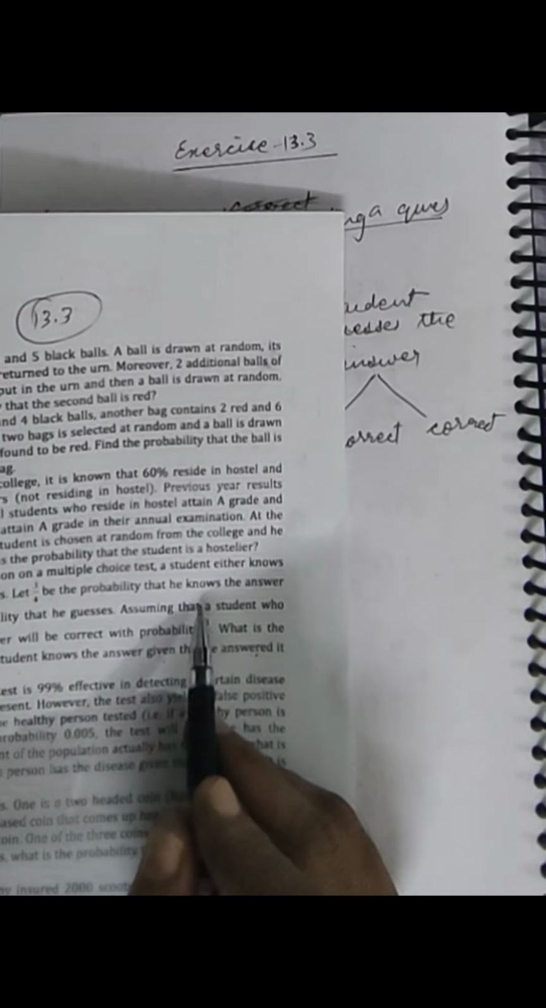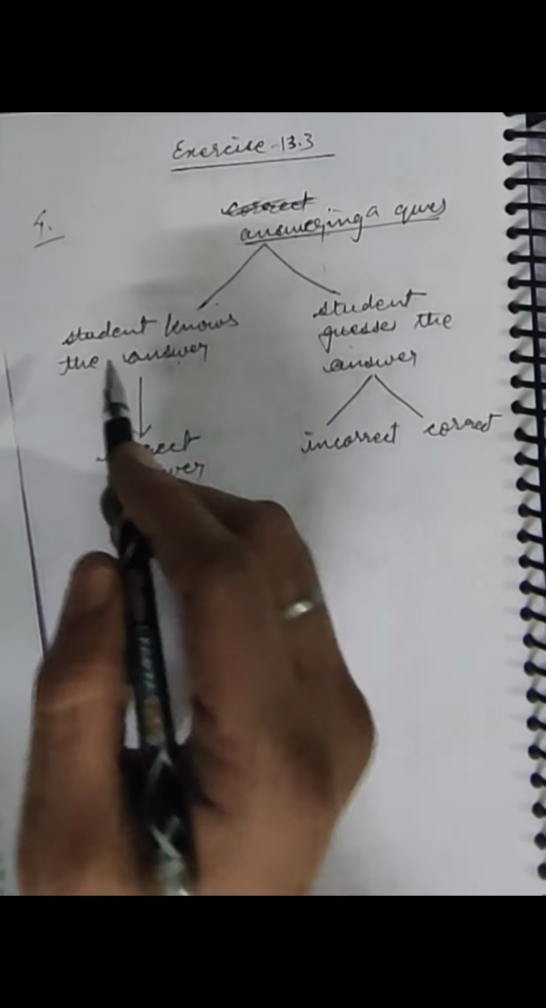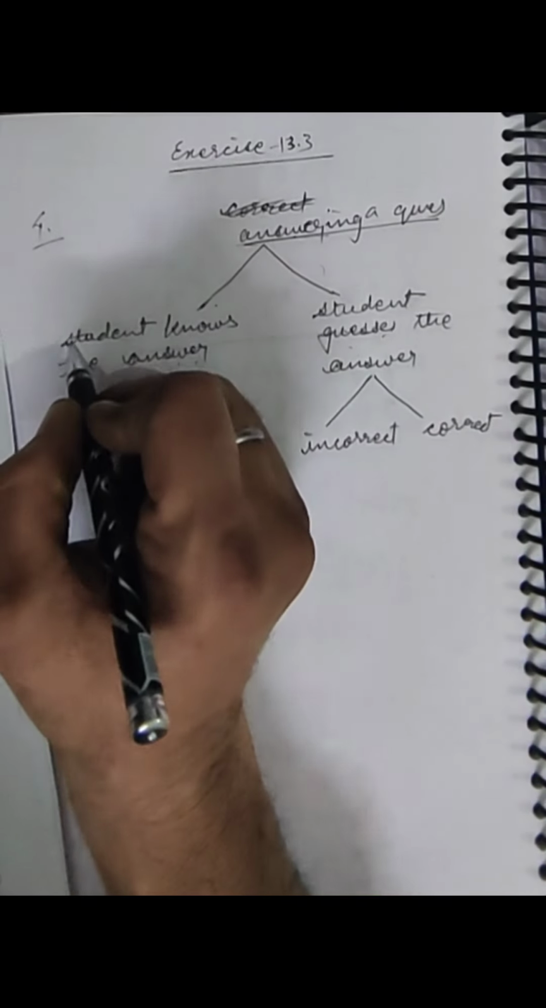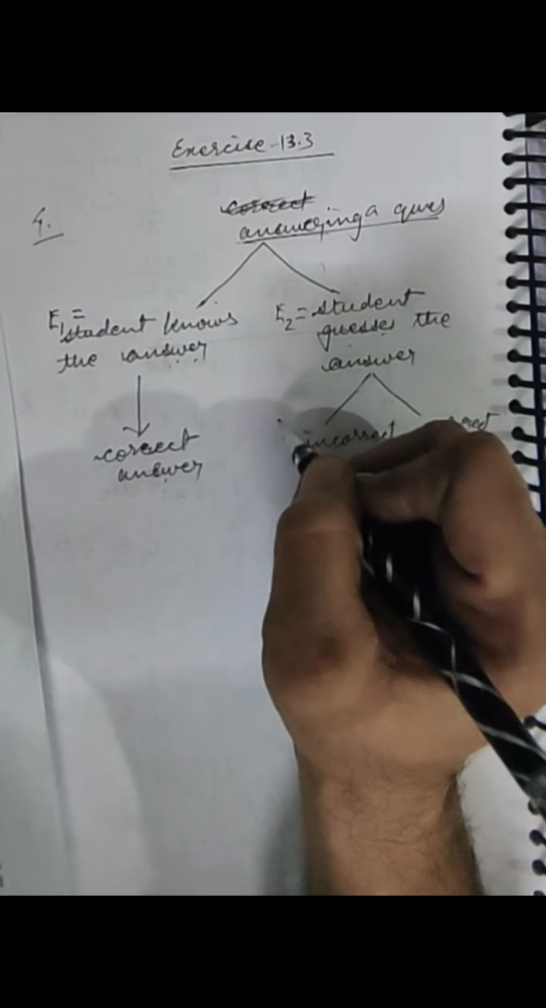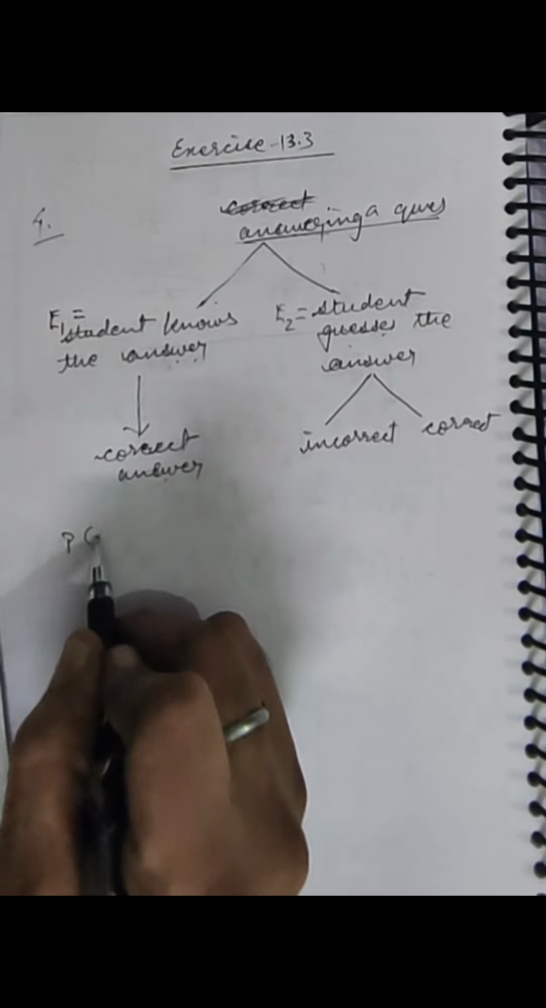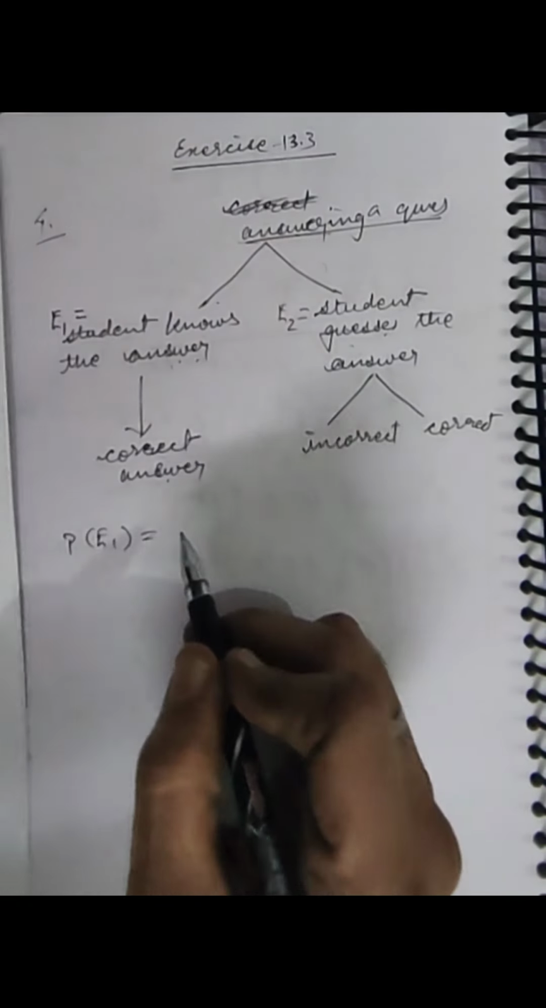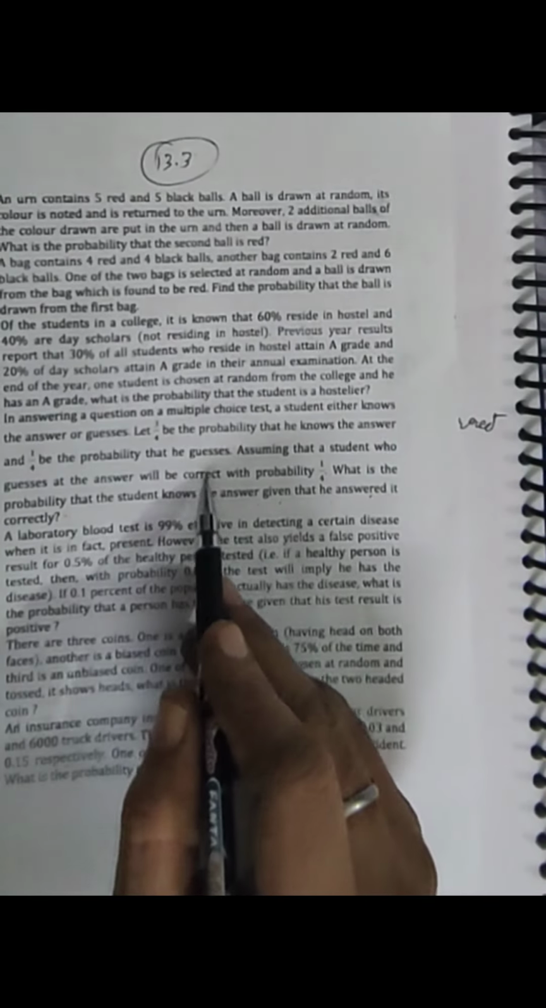Here we are given that 3 upon 4 is the probability that he knows the answer. At level 2, these must be considered to be events. This we consider as E1, and this we consider as E2. We are given that the probability of E1, that is, the probability that a student knows the answer, is 3 upon 4. And 1 upon 4 is the probability that he guesses. So the probability of event E2 becomes 1 upon 4.